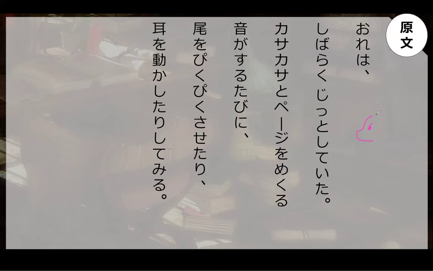So he's kasa kasa to peichi o meguru. He's turning them. And this meguru is now modifying oto ga. So the sound is suru tabi ni. Every single time that he goes through the page, there's a sound. It's oto ga suru.